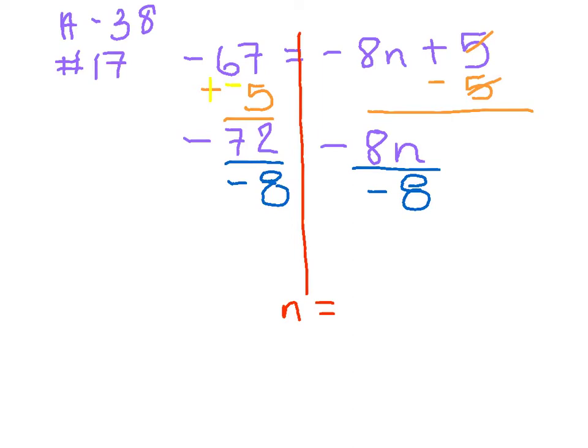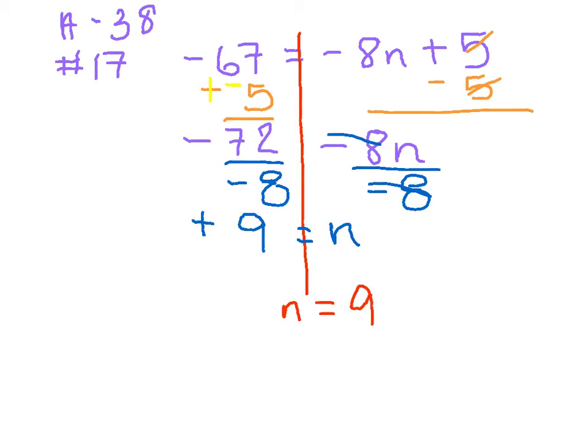Okay? When I do that, that cancels that, and I'm left with an n, and on this side of the equation, I'm going to get that that is equal to, and I have a negative divided by a negative, so I know my answer is positive, and 72 divided by 8 is 9. So I end up with n is equal to 9.